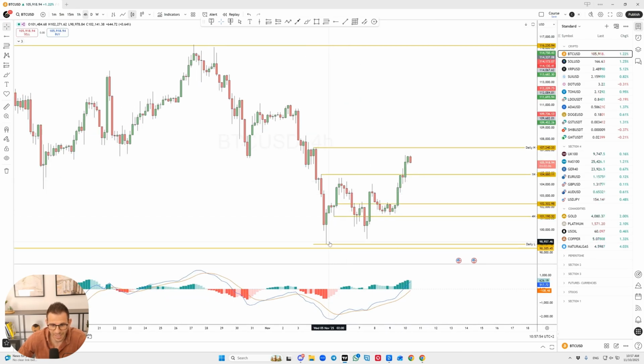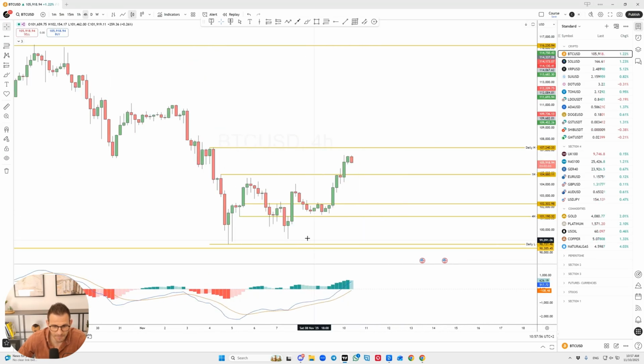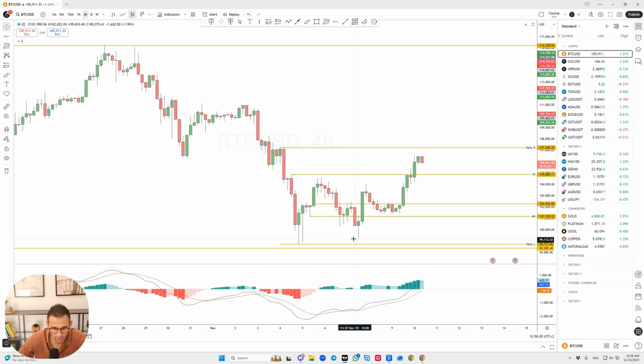Bitcoin. This is not a double bottom, guys. This is a failure swing low formation. It's something I explain in my course. And when you learn to read this market transition, you will be able to capture the moves to the upside from the beginning. So the price now made a higher high.